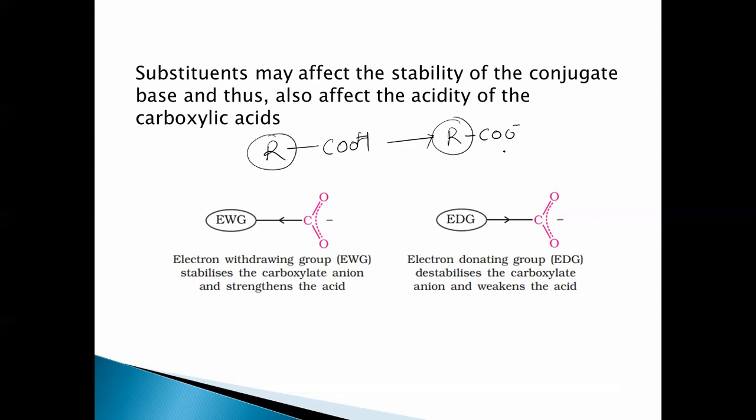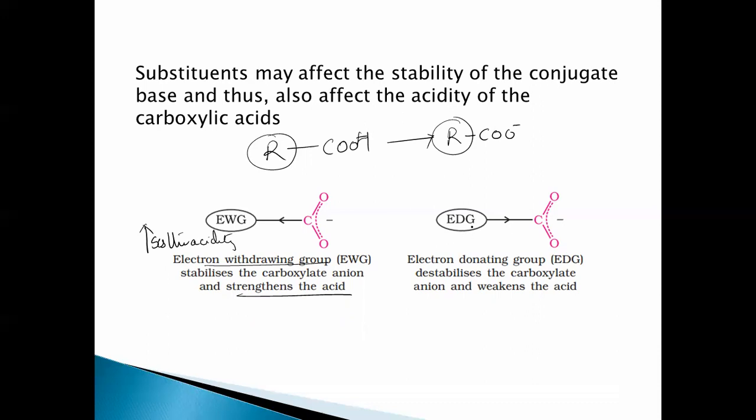If it stabilizes the carboxylate ion, for example, if it is an electron withdrawing group which is present on this carboxylate ion, then it will share the negative charge on the ion, right? It will share the negative charge by its electron withdrawing capacity because it is withdrawing the electrons from the carboxylate ion, thereby stabilizing it. So it strengthens the acid. That means it increases the acidity of the acid.